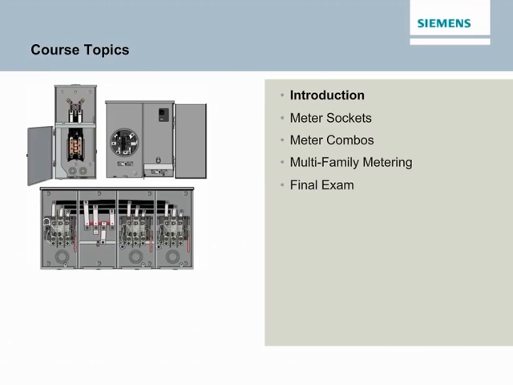System. This course has 4 sections plus a final exam. After each section, there will be a knowledge check of approximately 4 to 5 questions. The first part of the course is an introduction that covers basic meter mounting equipment concepts. The second part covers meter sockets, third meter combos, the Siemens brand, and the fourth part covers Siemens multifamily metering.